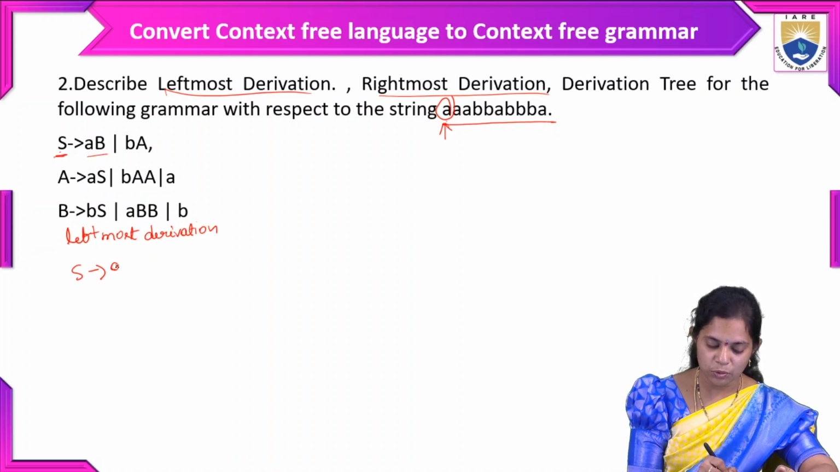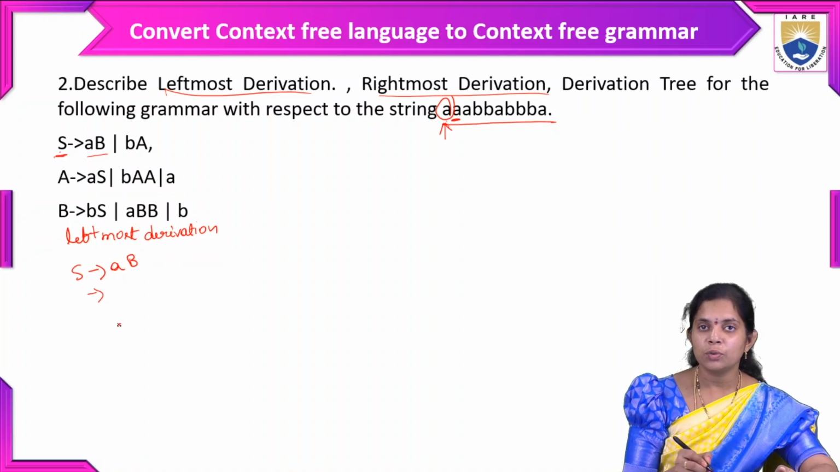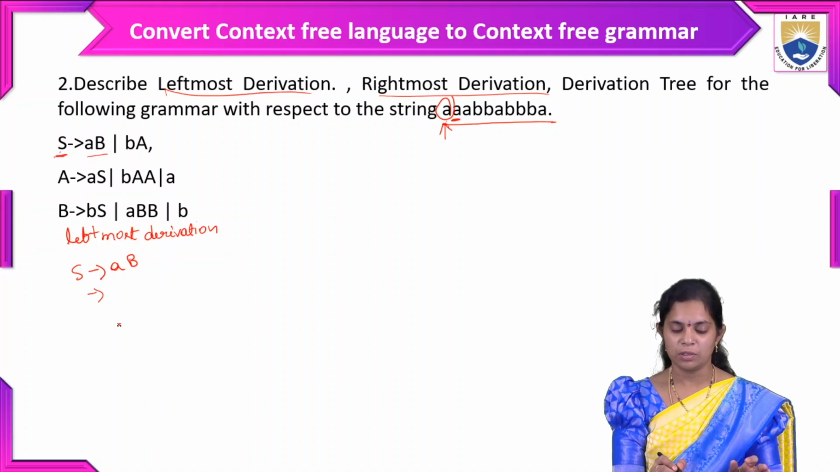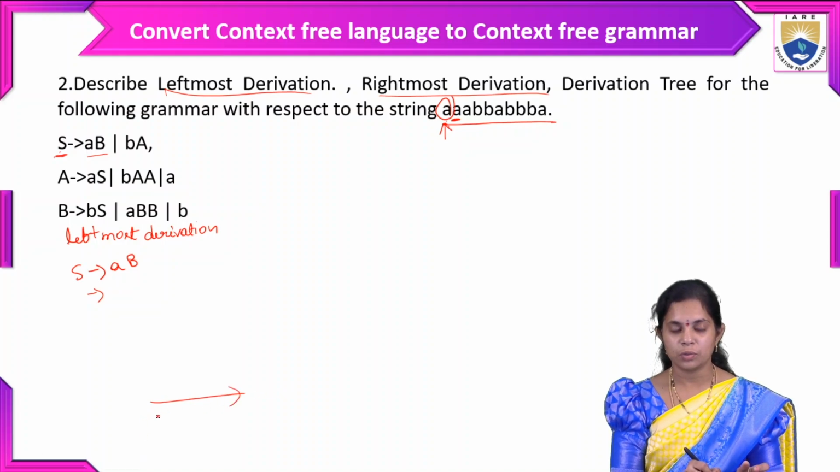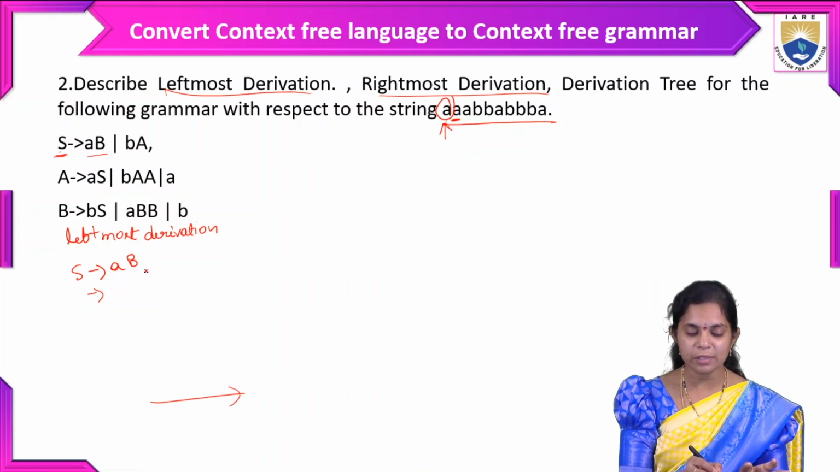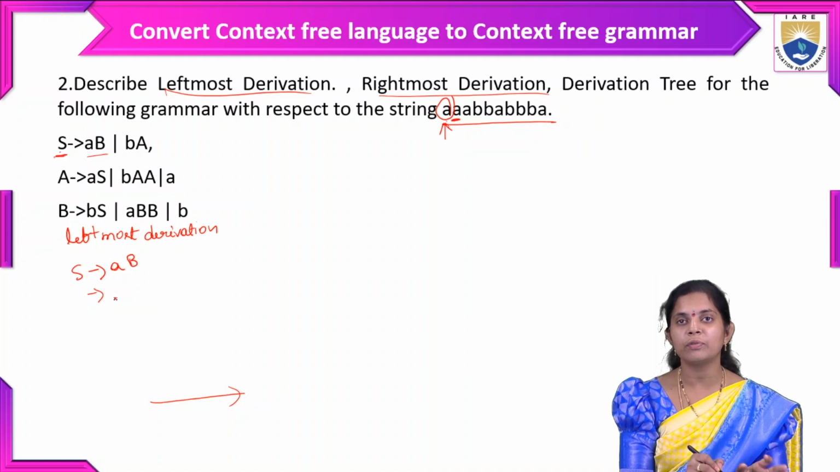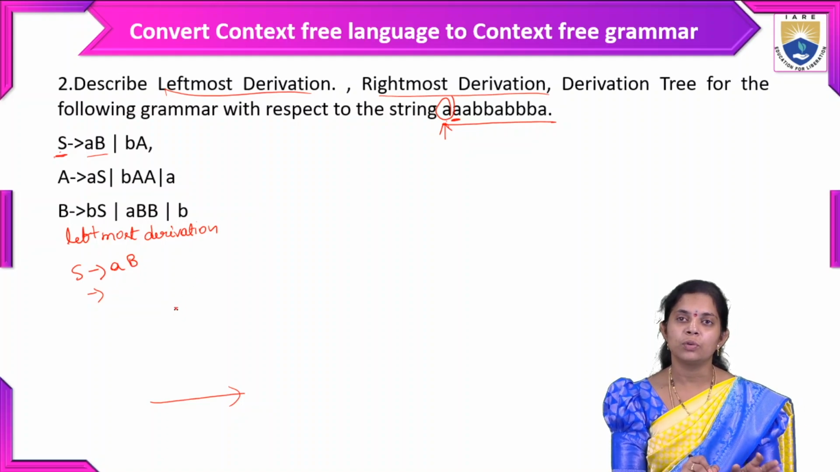So we will substitute the value of B. And after this one we require one more A here. So in the leftmost derivation we need to move from the left to right direction. We move in the sense that we need to substitute the values of the capital letters, from the left end to the right end. That is nothing but leftmost derivation.